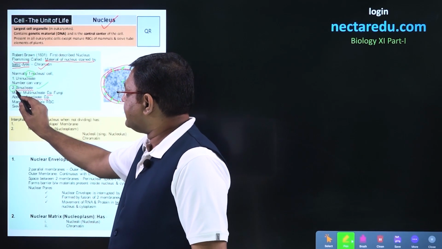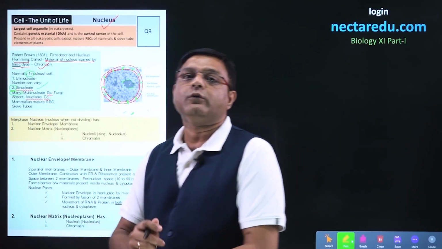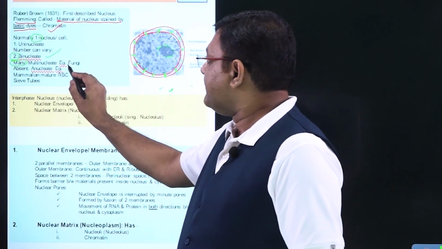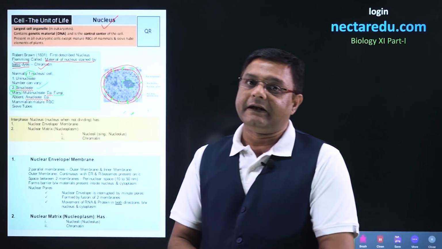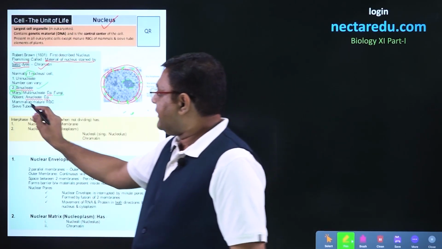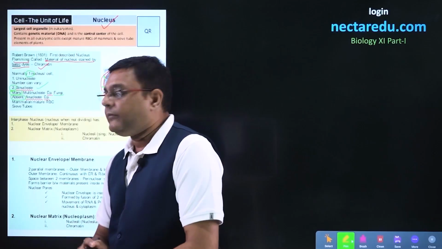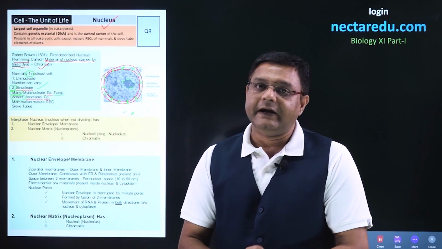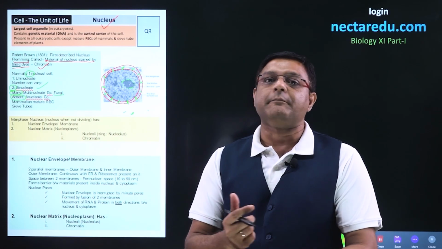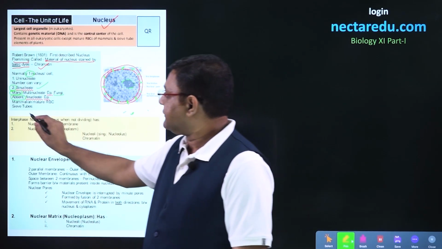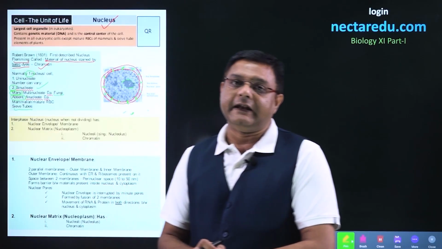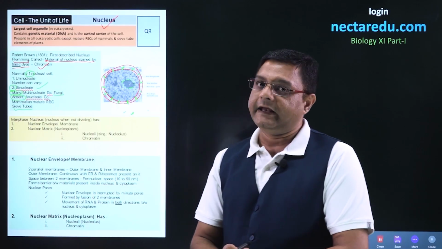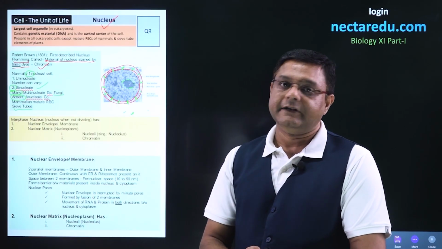There will be cells in which many nucleus are present. These will be called multinucleate cells. A very important example of multinucleate cell is the fungi. There will be cells in which nucleus will be absent. These cells are called anucleate cells. A very prominent example of anucleate cell is the mammalian RBC. In plants, sieve tubes also do not have any nucleus. So, sieve tubes and mammalian mature RBCs are the anucleate cells which do not have any nucleus.